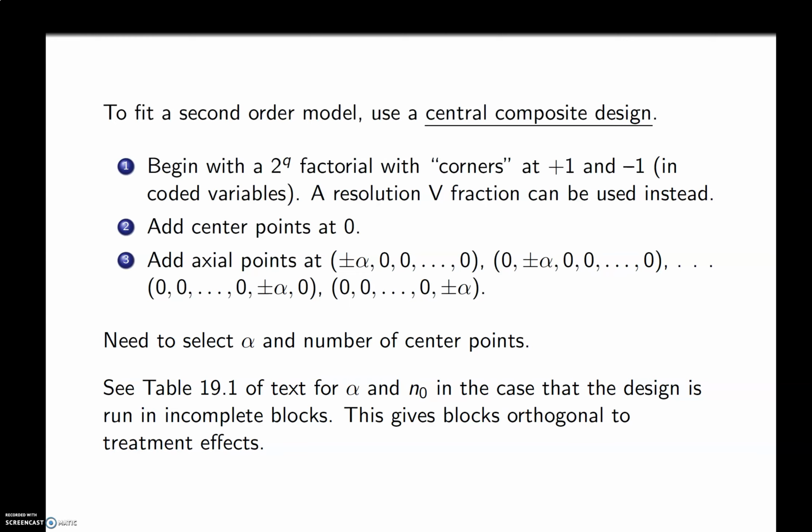But you begin with your 2 to the q factorial. We had a 2 to the second for the cake baking example. The corners are going to be at +1 and -1, and the resolution level 5 fraction can be used as an alternative in some cases. Center points are at 0. So remember, our center points were where we had the 3 replications at 350 and a time of, I think it was 35 minutes. And then you can add in axial points. We did not see that in our example.